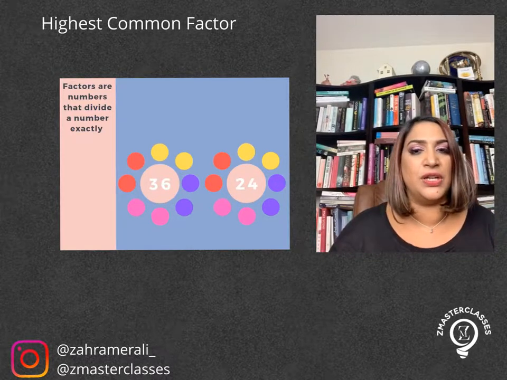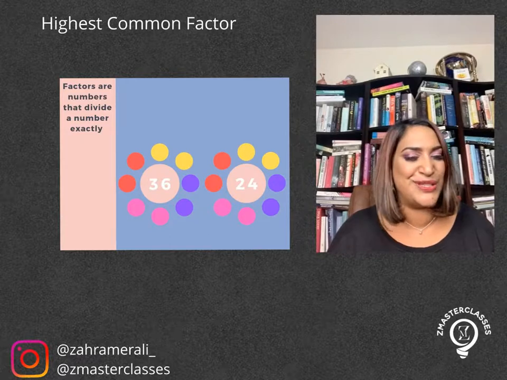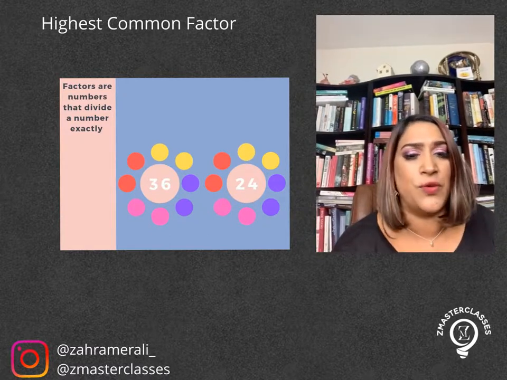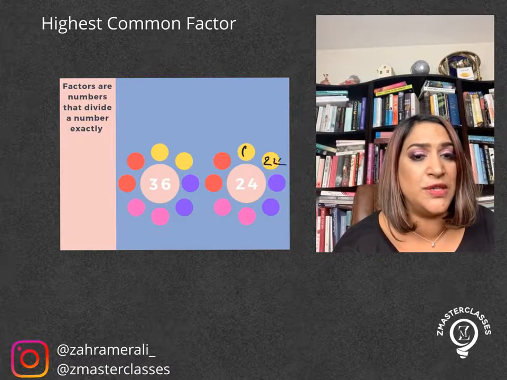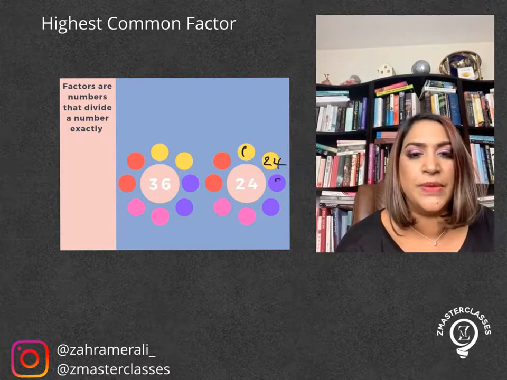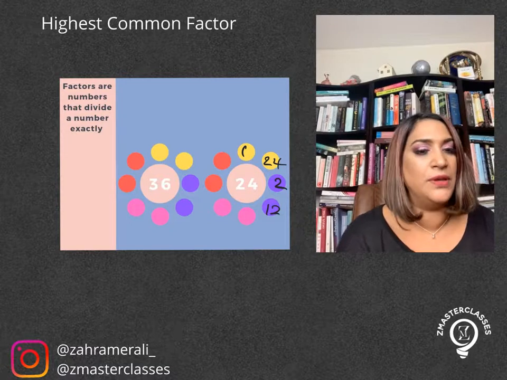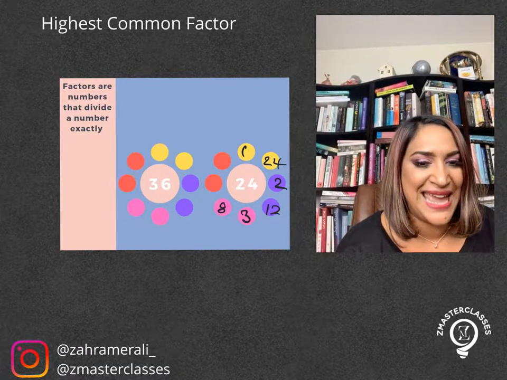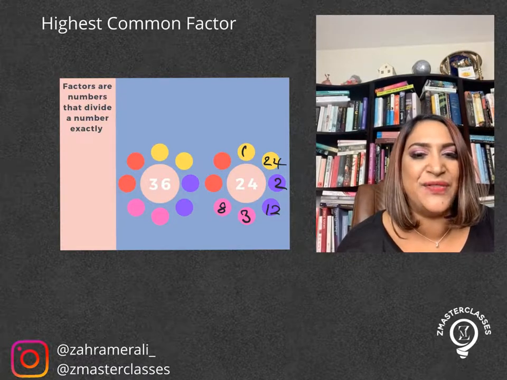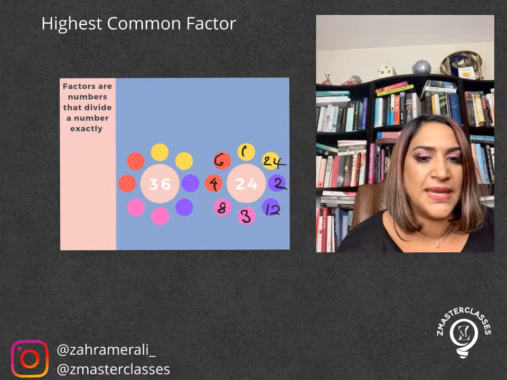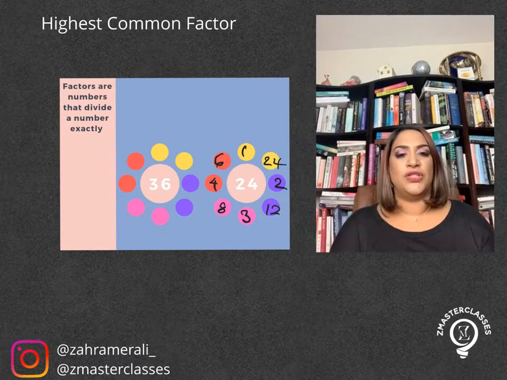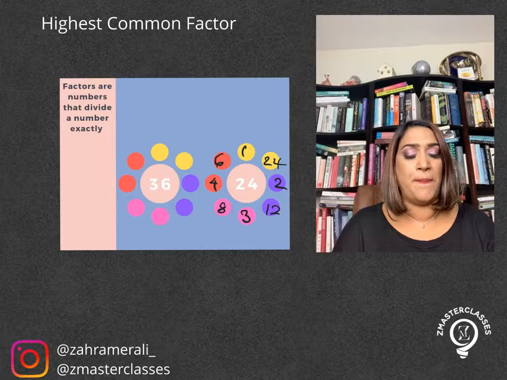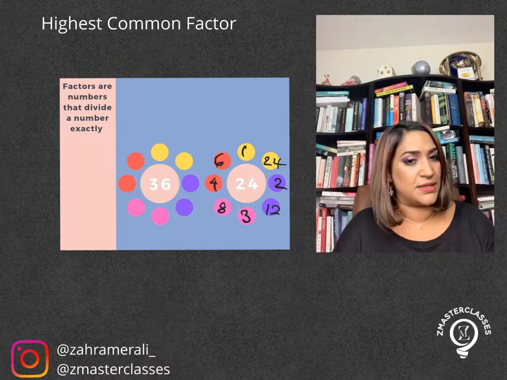So let's have a look at two sets of numbers and look at their factors. So factors will come in pairs. So for example, 1 times 24 gives us 24. 2 times 12 gives us 24. We can have 3 times 8. And we can have 4 times 6. So here we have our factors, which are 4 pairs and 8 factors.